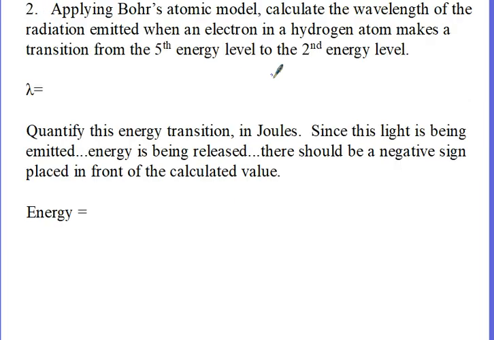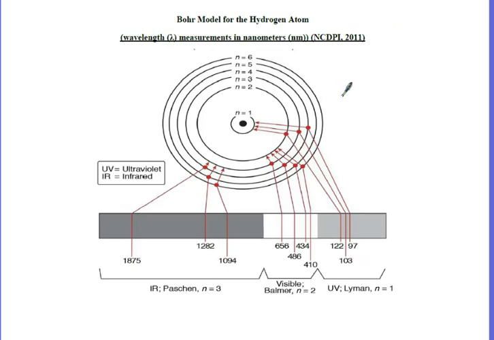On this one, we're going to use a different diagram. So this particular one is applying Bohr's atomic model. Calculate the wavelength of the radiation emitted when an electron in a hydrogen atom makes a transition from the 5th energy level to the 2nd energy level. So, and then quantify in energy. So we're going to learn a new equation for this part. This first part is not that difficult if you have an available resource.